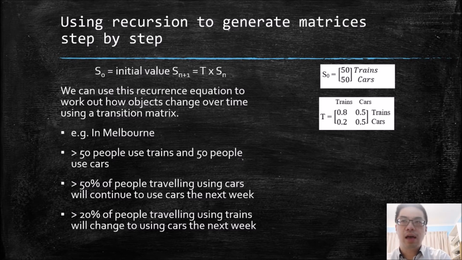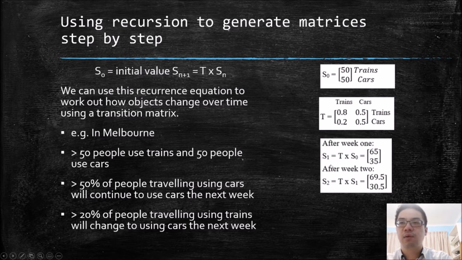Now we don't have every piece of information, but the most important fact is that each column adds up to 1. So if I know that trains to cars is 0.2, then the remaining, which is 0.8, will be trains to trains. And the same with cars to trains as well. If we know cars to cars is 0.5, then cars to trains is 0.5 as well.